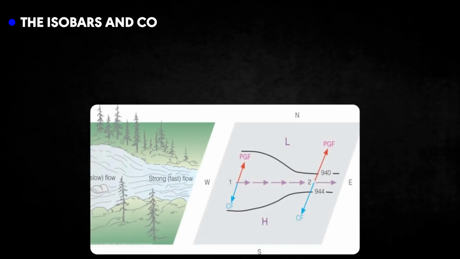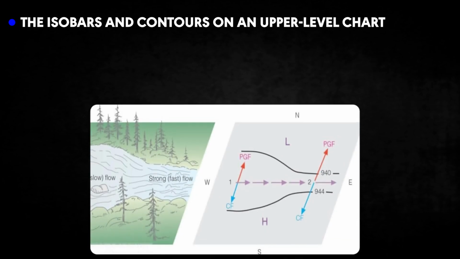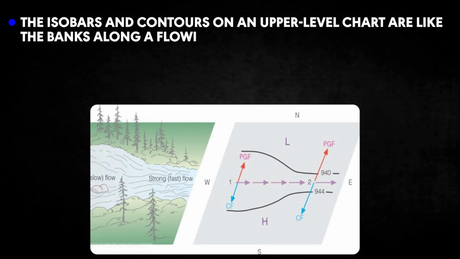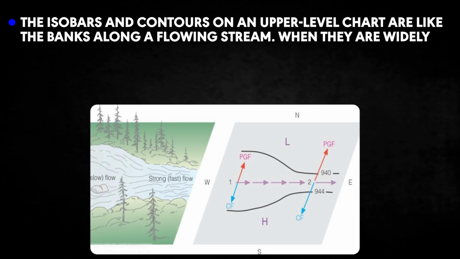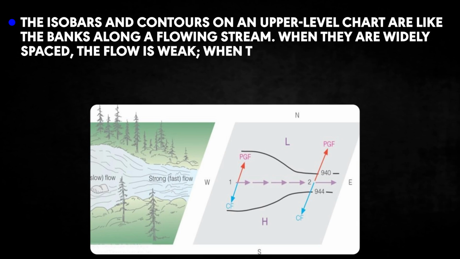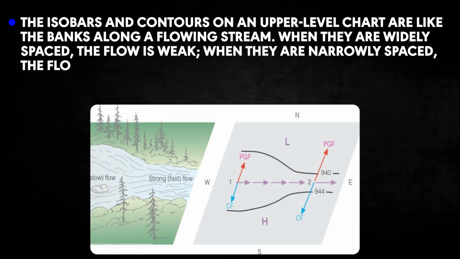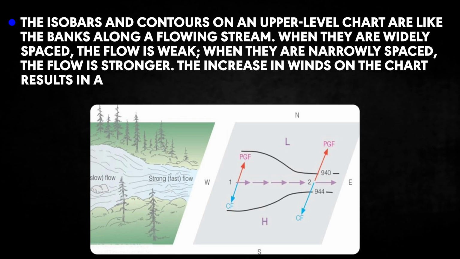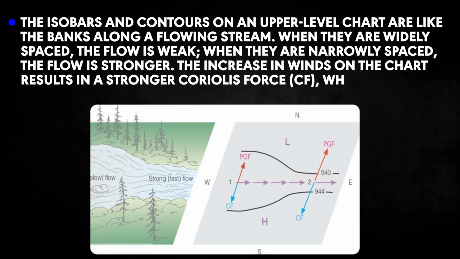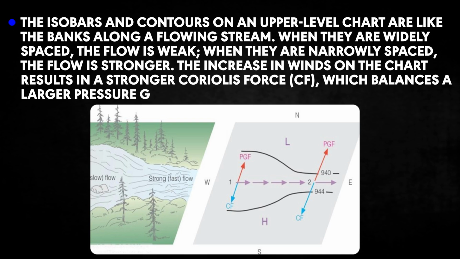The isobars and contours on an upper-level chart are like the banks along a flowing stream. When they are widely spaced, the flow is weak. When they are narrowly spaced, the flow is stronger. The increase in winds on the chart results in a stronger Coriolis force, CF, which balances a larger pressure gradient force, PGF.